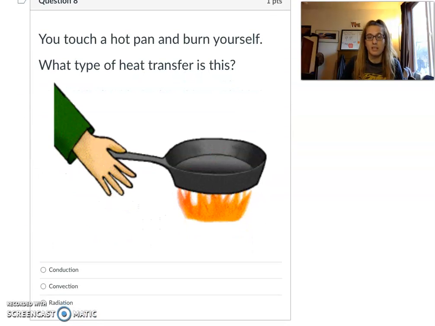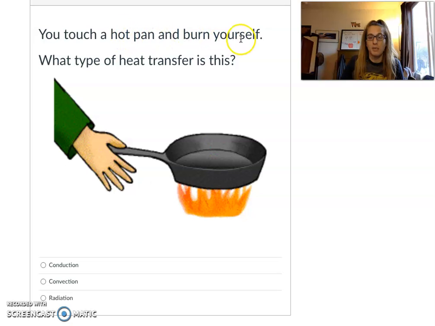Question 8. You touch a hot pan and burn yourself. What type of heat transfer is this? So I've got a hot pan here, and when I touch it, I get burned. Is that conduction, convection, or radiation? Press pause, choose your answer, and play to begin again.